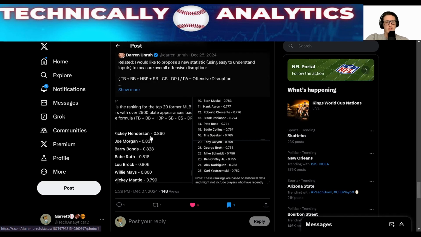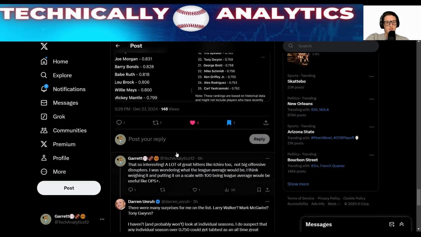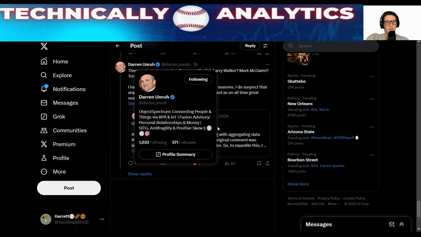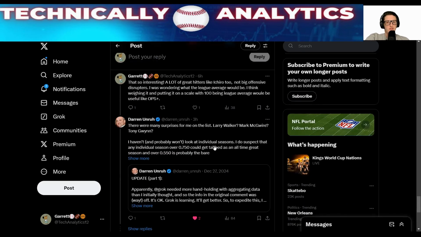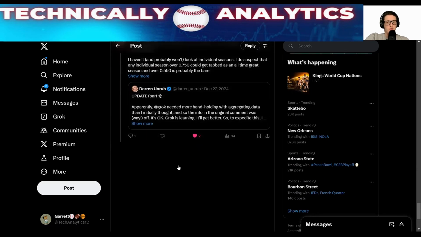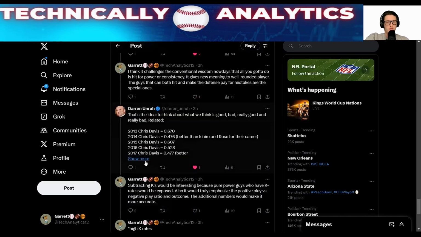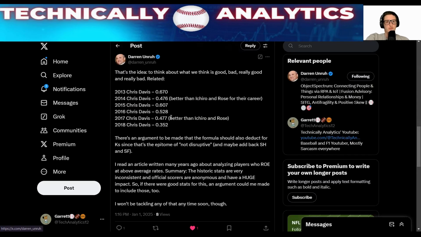Rickey Henderson was obviously first, and then you can see the replies, and basically if you keep going, this was a really interesting finding here too. And I kind of explored this a little bit in my spreadsheet. We'll get to it. Basically, Chris Davis, high strikeout guy. Chris Davis had an interesting career. He's very up and down, very well known for his strikeouts, and it kind of shows here.